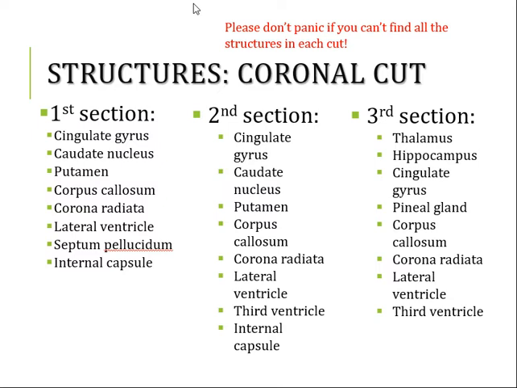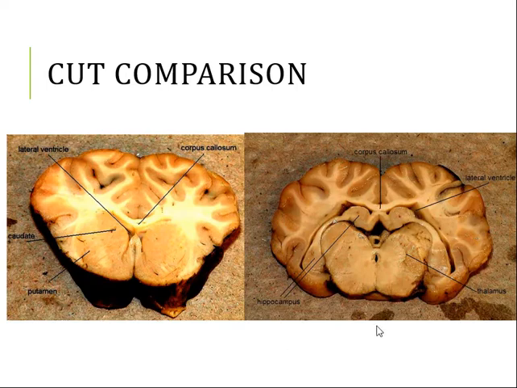each coronal cut. And here is another image comparing our first and third cuts. You can see the hippocampus, our thalamus, the lateral ventricles, or again, our corpus callosum, but you should see the corpus callosum in all of the coronal views. And again, make sure to take a look at this and maybe do some comparisons with the mid-sagittal lecture from last week.